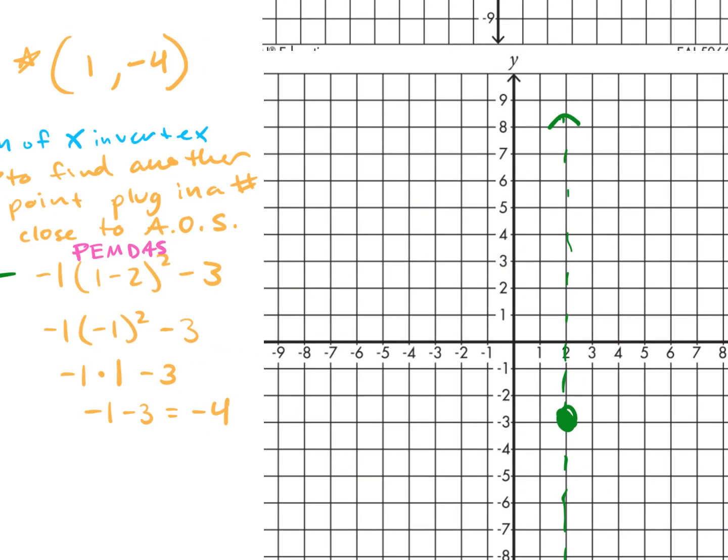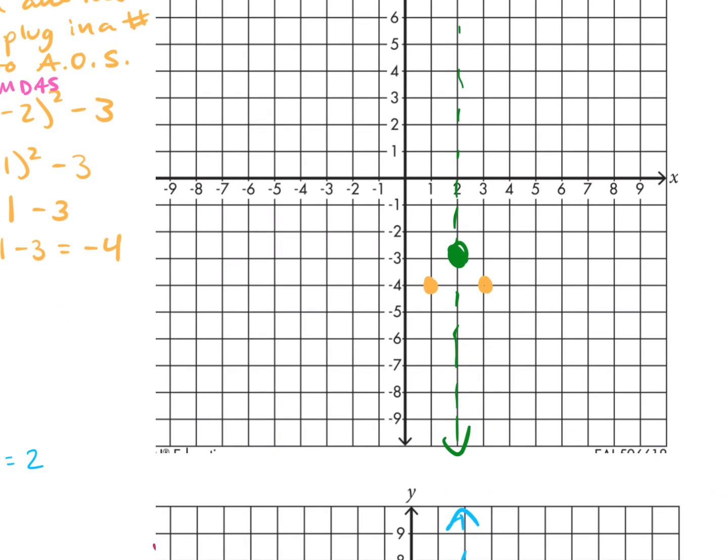So we're going to go to our graph. We go to the right to 1 and down 4. Do I know where another point's going to be? Where? The mirror of it. So I just put that same point on the other side of my axis of symmetry. Then I draw my parabola. It was 1, -4.